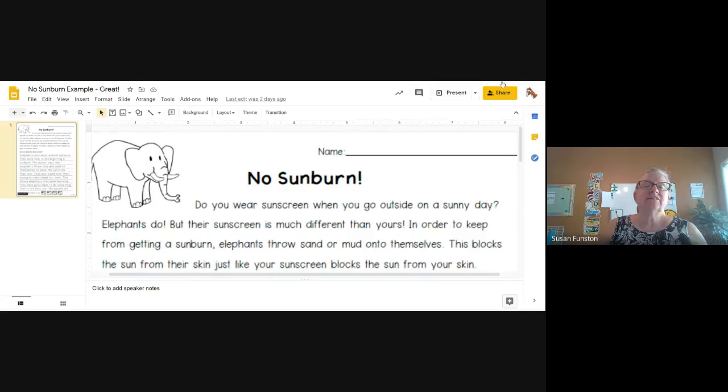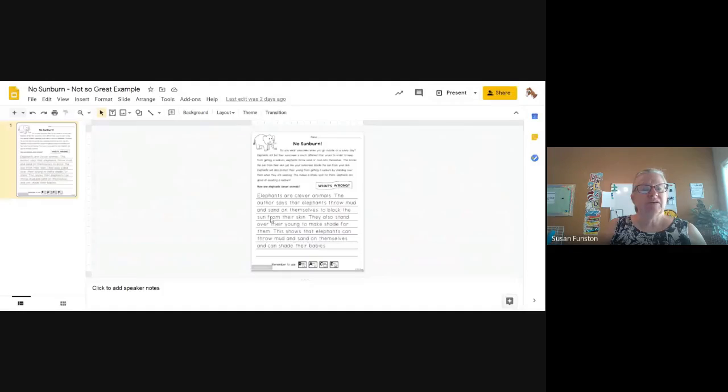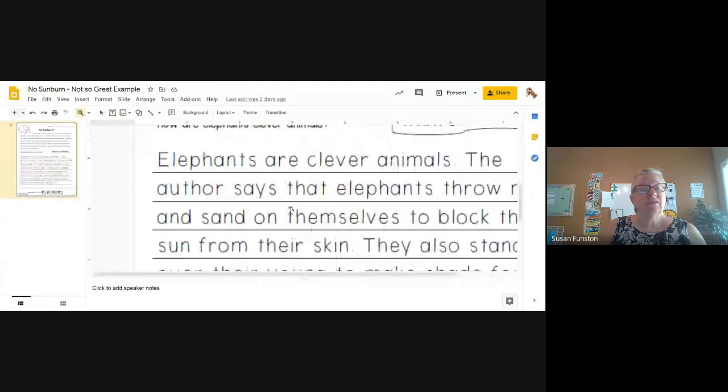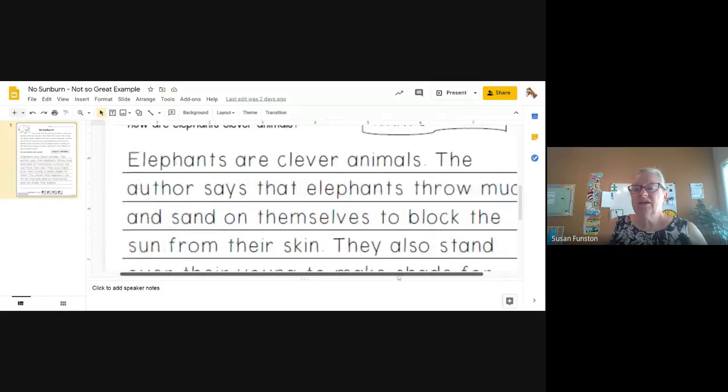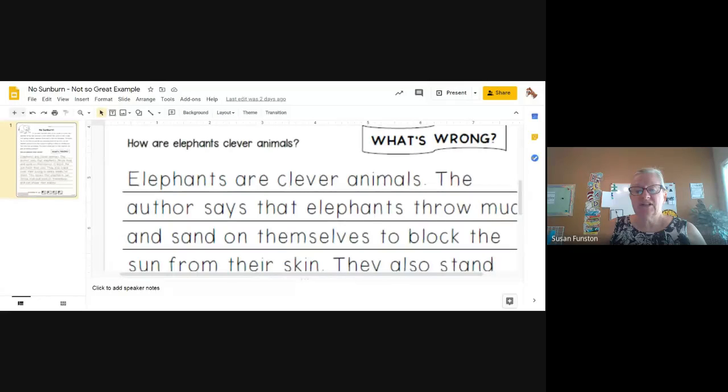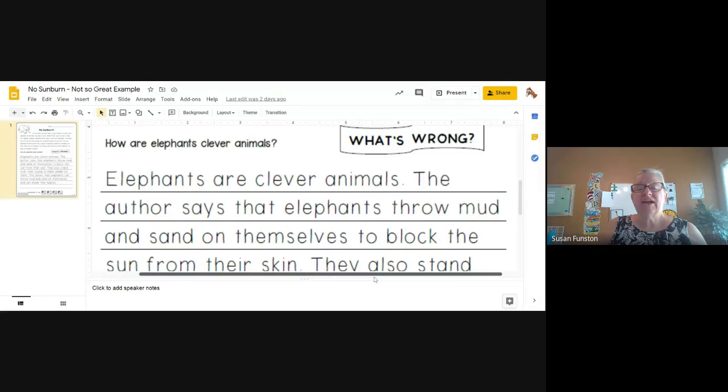Let's look at one that needs a little work and see if we can figure out what they have left out. Okay, so let's make this one a bit bigger also. Okay, so it's our same story, so we don't need to read it again. But this person is answering the same question: how are elephants clever animals? Elephants are clever animals. Okay, so we did restate the question, but did we answer it? We just said that they're clever. Did we say how they were clever? We didn't. So we have restated, but we have not answered the question.